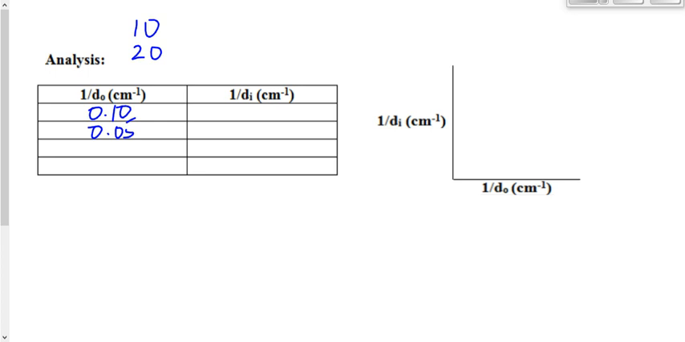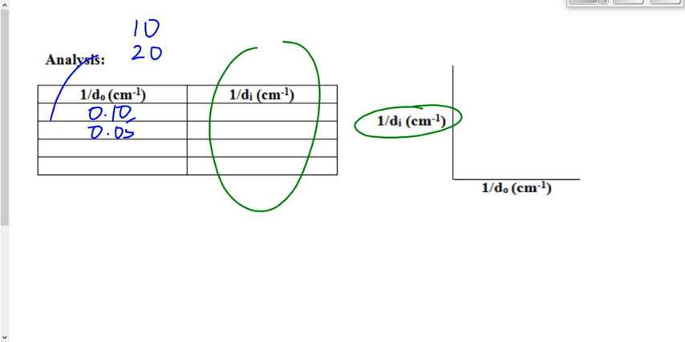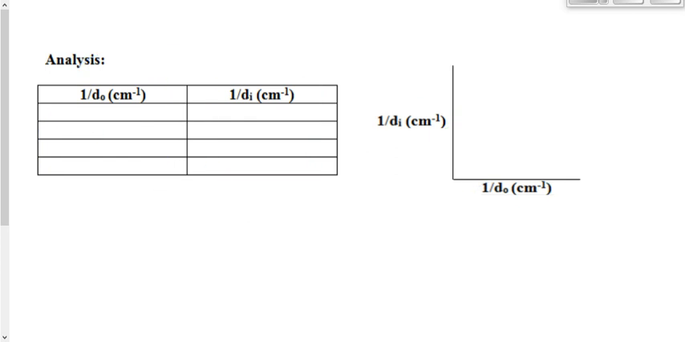Then you're going to plot a graph. This is the second column of my table, so it's going to go on my y-axis. This is the first column of my table, so it's going to go on my x-axis. 1 over DI versus 1 over DO. What do you think the shape of the graph is going to be? It's going to be a straight line. But a different straight line than you've seen before in any of the other labs that you've done. This one is going to look something like this. It's a straight line. We can do y equals mx plus b because it's a straight line. But what's different about this?